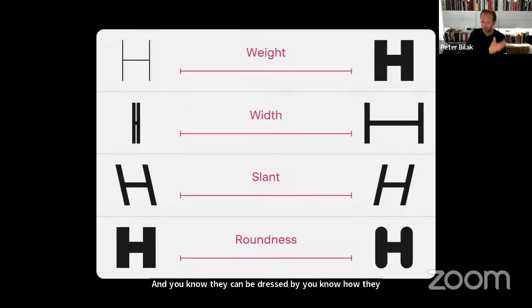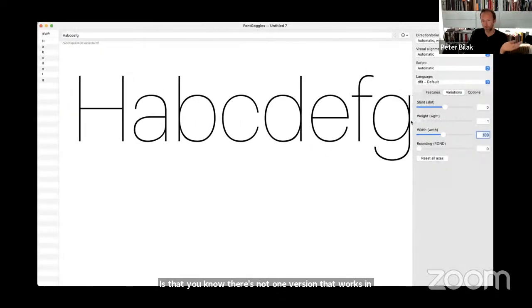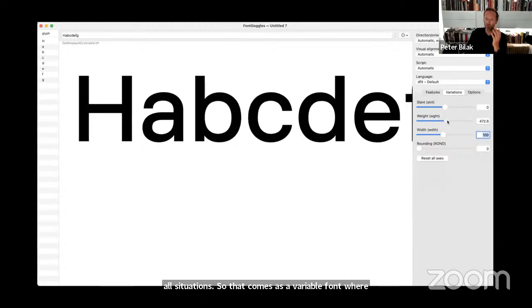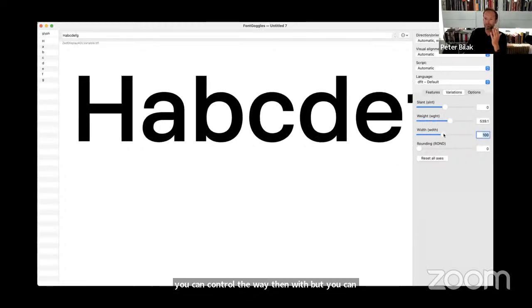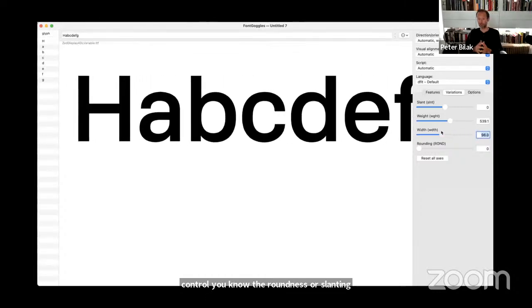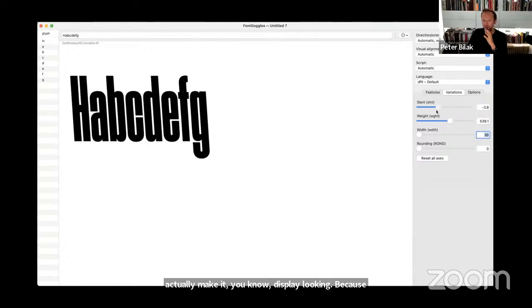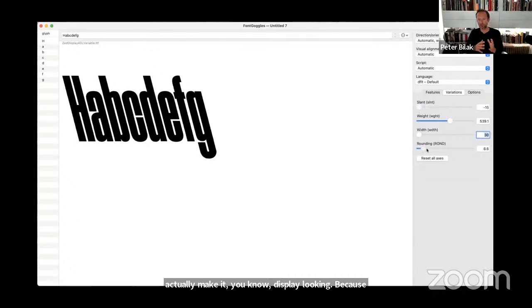So the reason why the Zed typeface system comes with so many different variables is that there's not one version that works in all situations. Zed comes as a variable font where you can control the weight and width, but you can also control the roundness or slanting. So you can make it highly functional, or you can make it display looking, because the needs are very different. It is not one typeface that does one job, but it can be adjusted to different contexts.